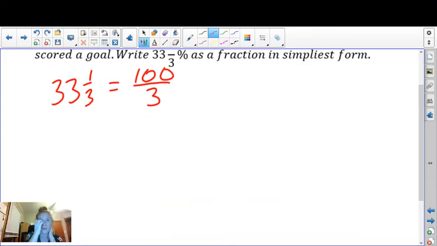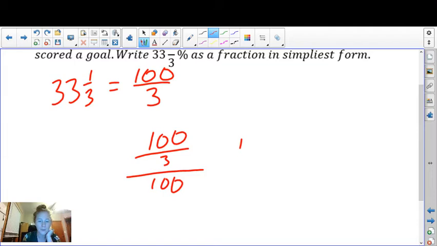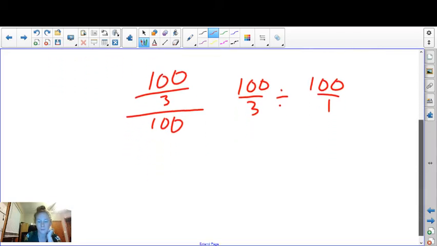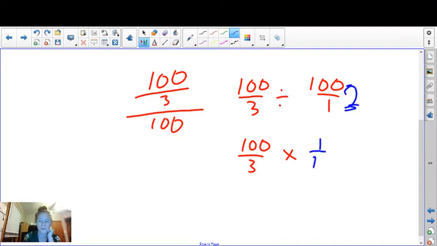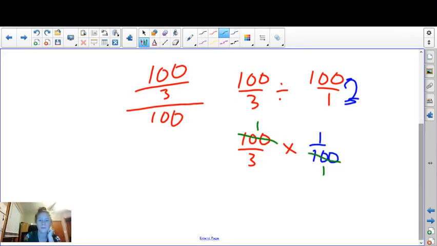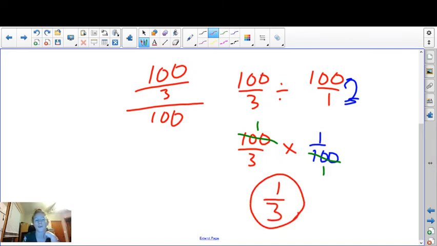Whenever I deal with percentages, I always divide by 100 because my total that I have of something is always 100%. So I have 100 over 3 divided by 100 over 1. And we know we do not divide fractions. We keep the first one the same, change to multiplication, and flip the fraction. And then we see, woohoo, we have 100 on top and bottom, which both turns into 1. So I have 1 over 3. So 1/3 of his soccer teammates have scored a goal.